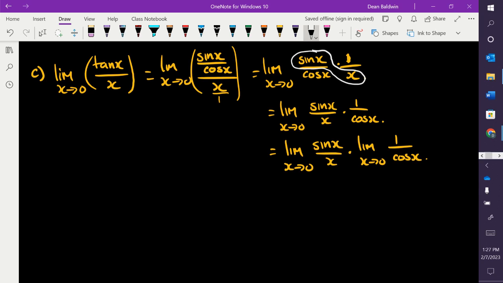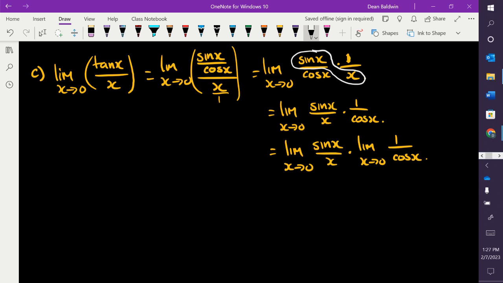Yeah. So I have a question. I don't know how you changed from sine x over cos x to sine x over x? Like, how are we allowed to do that? We're allowed to just swap? Yeah, you can do this.